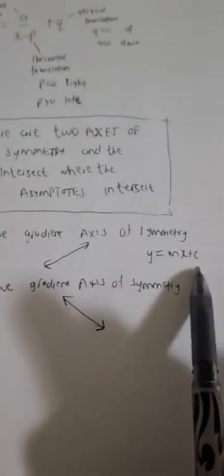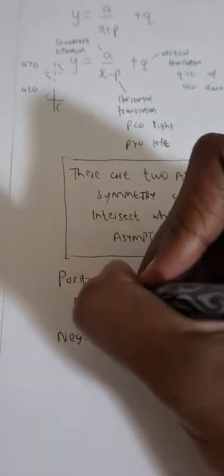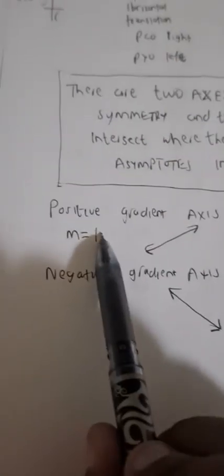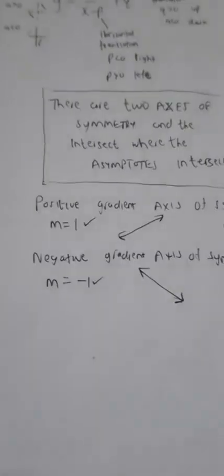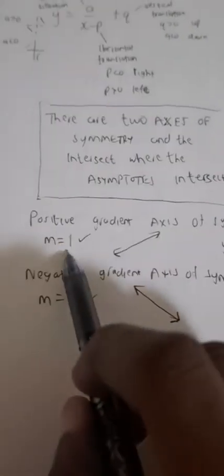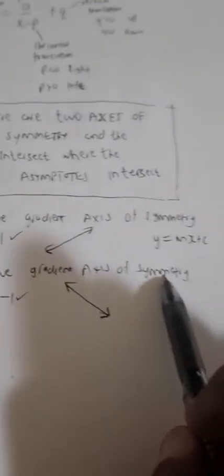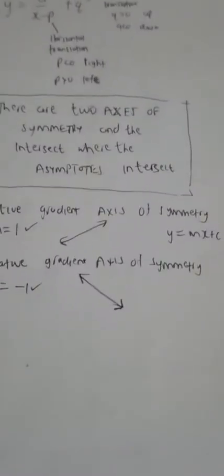So that's the form, y = mx + c. If the gradient is positive, and I just want to suggest as well, very easily, in grade 11 and 12, the gradient of our axis of symmetry is always positive 1. And if the gradient is negative, for our axis of symmetry, the gradient is always negative 1. So this we know for sure. For the positive gradient axis of symmetry, we always have a positive 1. For the negative gradient axis of symmetry, we always have negative 1.